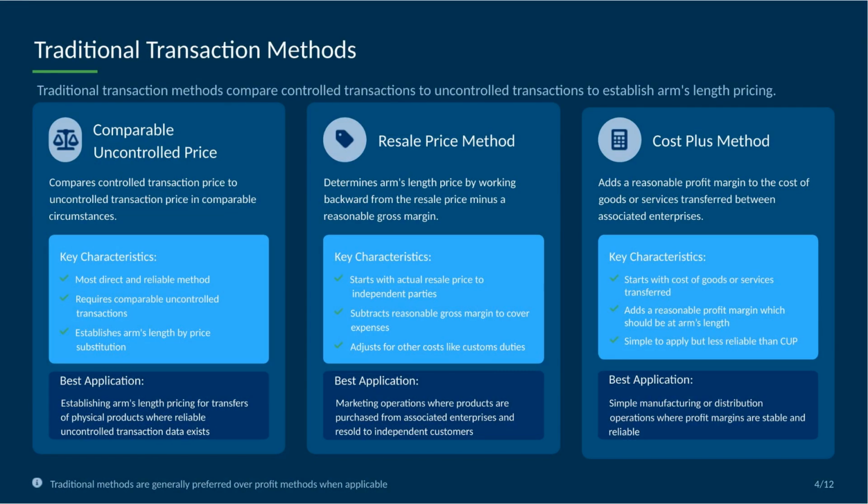Traditional transaction methods, including the comparable uncontrolled price, resale price, and cost-plus methods, establish arm's length pricing by comparing controlled and uncontrolled transactions, especially their prices in comparable circumstances. Comparable uncontrolled price is most direct, ideal for physical product transfers with reliable data. Resale price suits resale and distribution operations where negligible value is added to the goods and where sales is your value or profit driver. While cost plus applies to stable manufacturing or services, adding a profit margin to costs makes more sense since cost is your value driver.